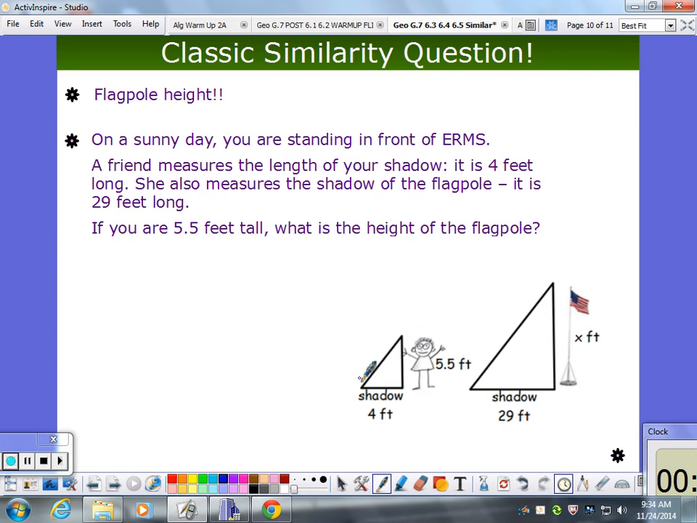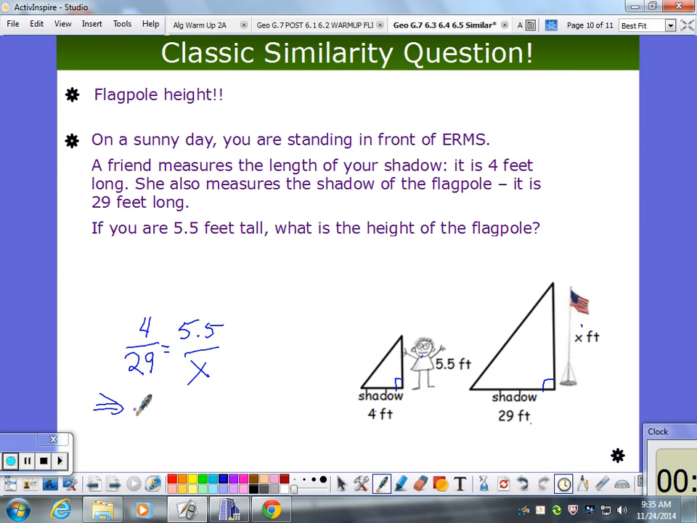Now, of course, conditions are perfect. The ground is perfectly level, and these are all right angles. Okay, so I have that angle similarity. So all I need to do is a kind of side angle side comparison here. So this says the scale factor from the shadows should be the scale factor of these heights. They should be the same. So that says 4 to 29 feet should be the same as your height to my unknown flagpole height. So I can just set that up just like this.